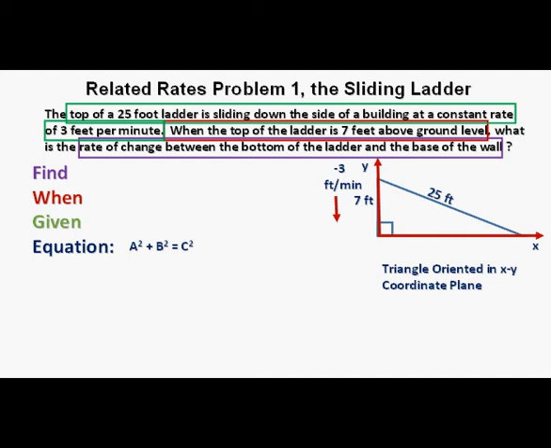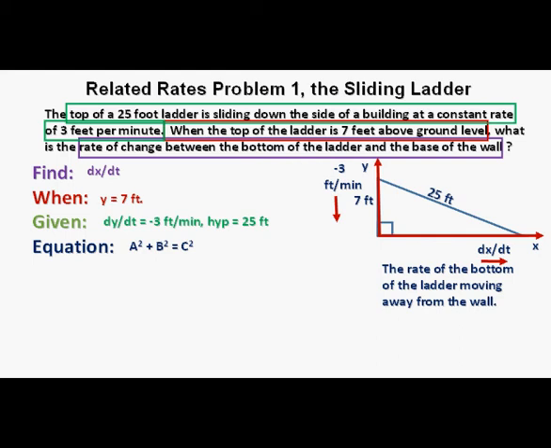So these are our givens. We have the top of the ladder sliding down at 3 feet per minute, so the change in y with respect to time, dy/dt, is negative 3 feet per minute. Also, we're given that the hypotenuse equals 25 feet in length. And when? When y equals 7 feet. And what are we trying to find? We're trying to find the rate of the bottom of the ladder moving away, or to the right, from the wall, which we call dx/dt.